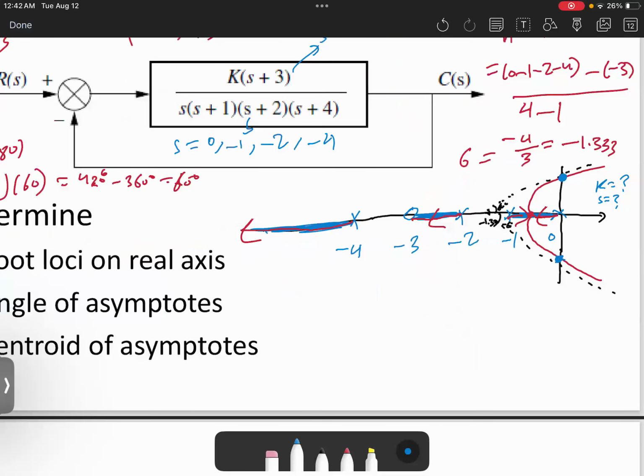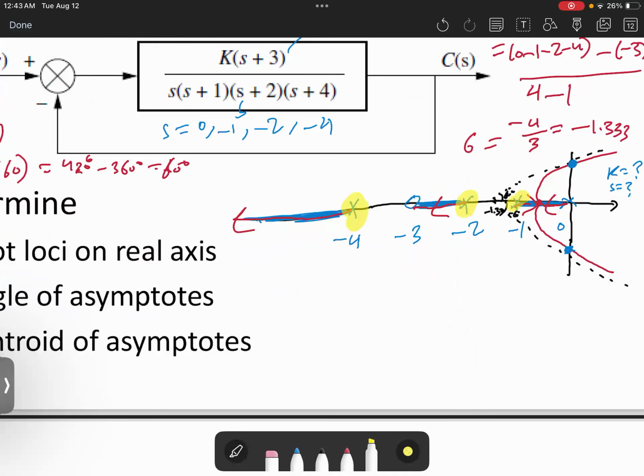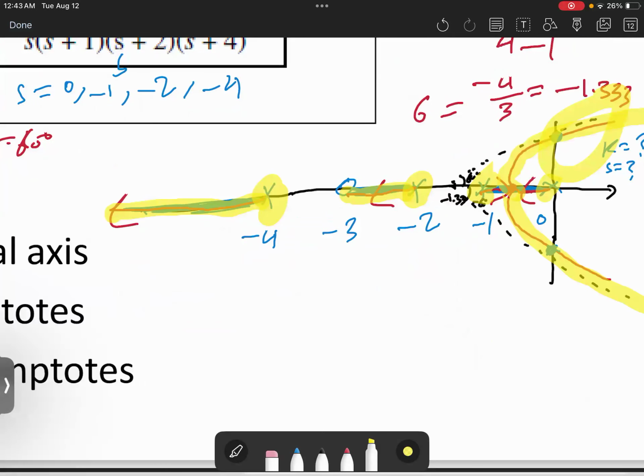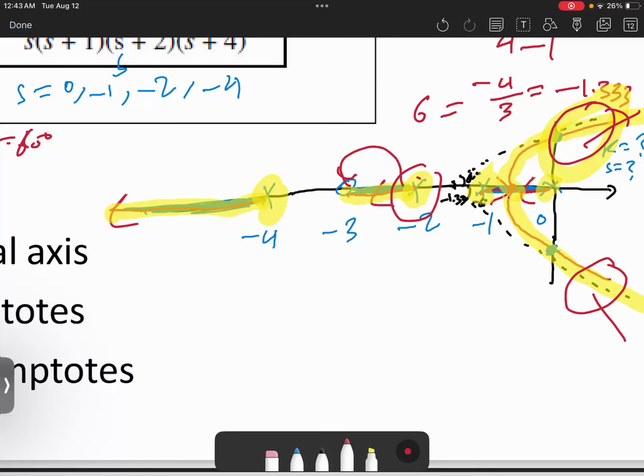In this situation, we need to make sure that the value of k is not exceeded. When k equals 0, all of the poles are located here. When k equals 1, they are moving, etc., until reaching the points. If k goes toward infinity, these poles will go toward infinity, and this pole will go toward 0. This pole will go toward negative infinity.